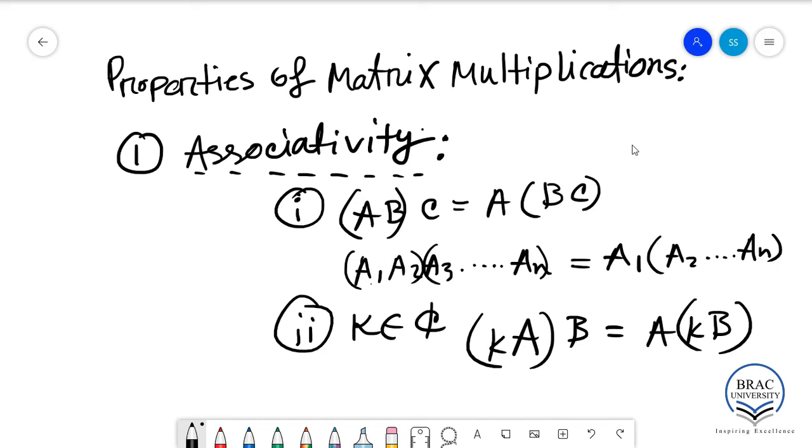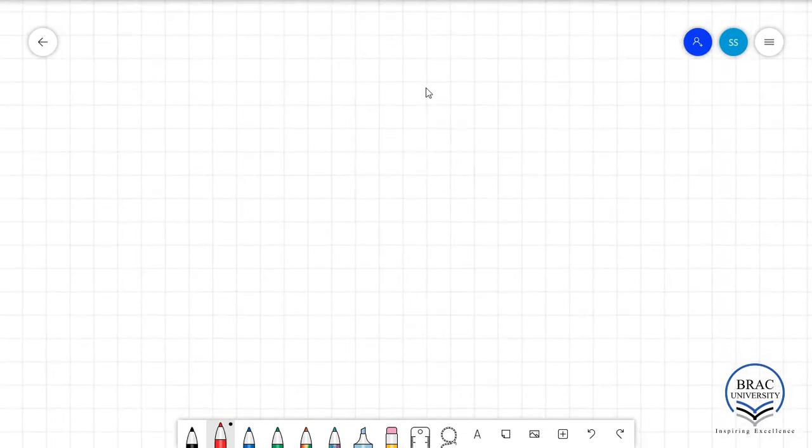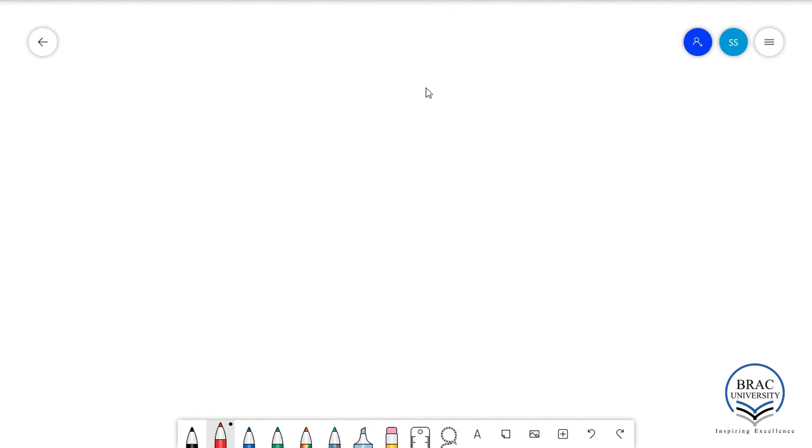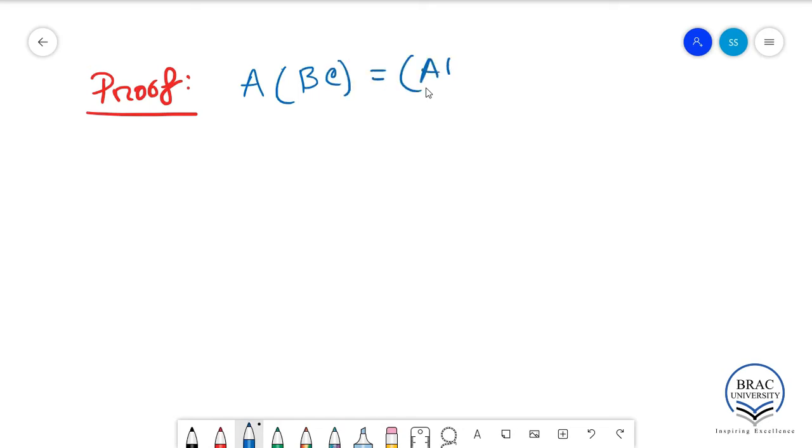Now let's try to prove the first one, that is, we will try to prove this one. So let's go for a proof. Again we will refer to the index notation, and so let's write what we want to prove: (AB)C is equal to A(BC). This is the thing we want to prove. And now we proceed with the proof. So let's first go to the index notation.